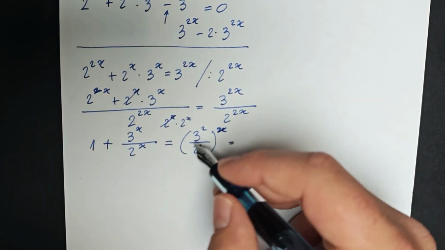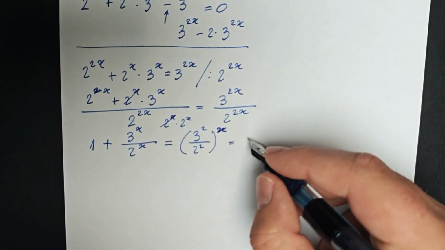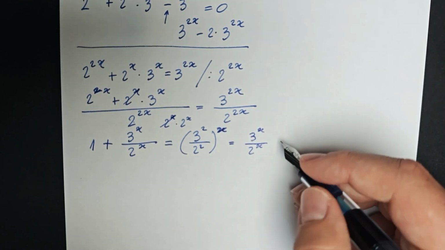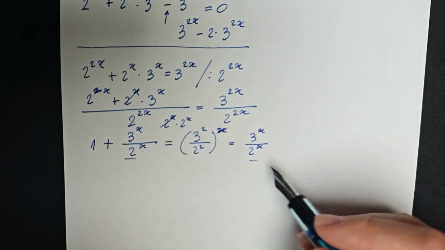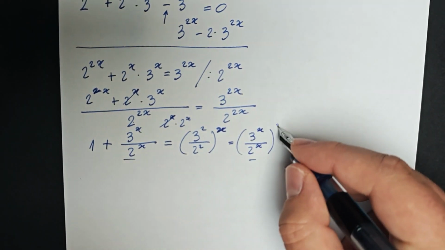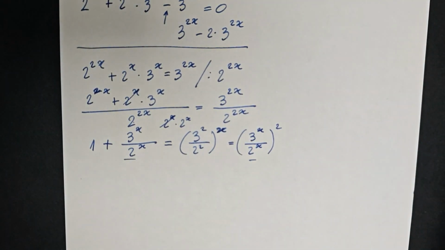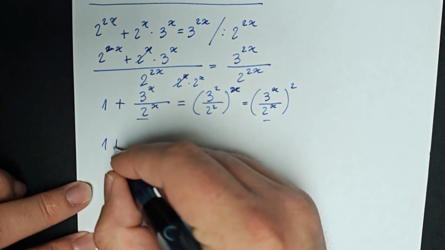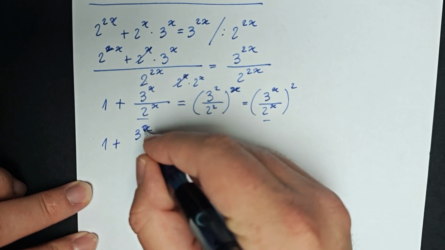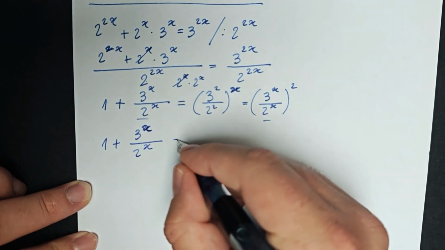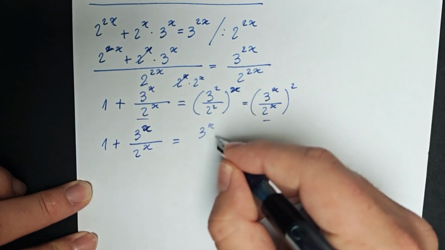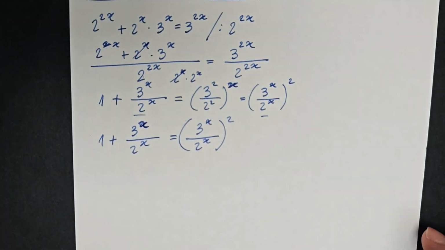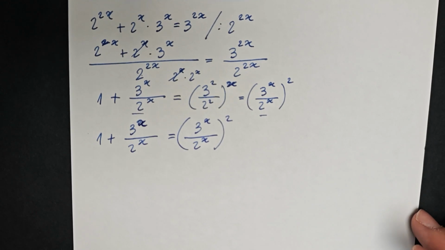Let's approach this right side of the equation and write it like 3 to the power x divided by 2 to the power x. So we have the same term, and then we can leave the square to be here. By doing that, our equation is 1 plus 3 to the power x divided by 2 to the power x equal to 3 to the power x divided by 2 to the power x, squared. So this is a simple squared equation.